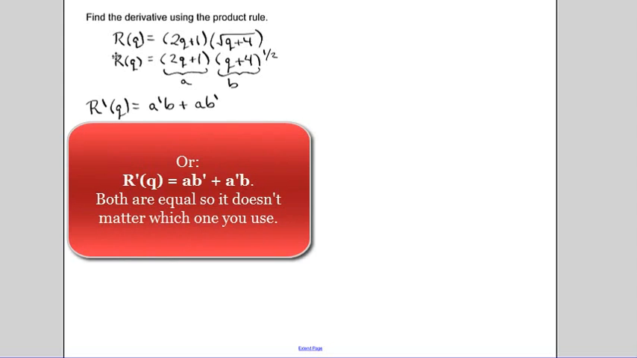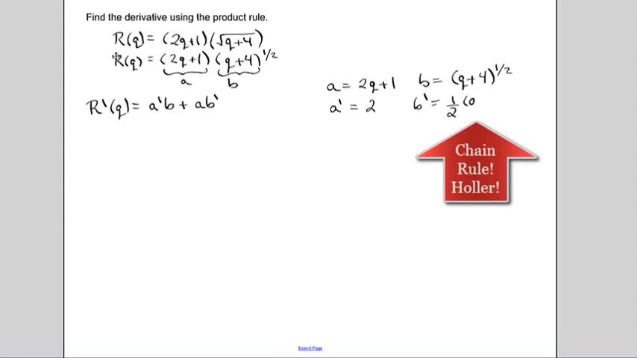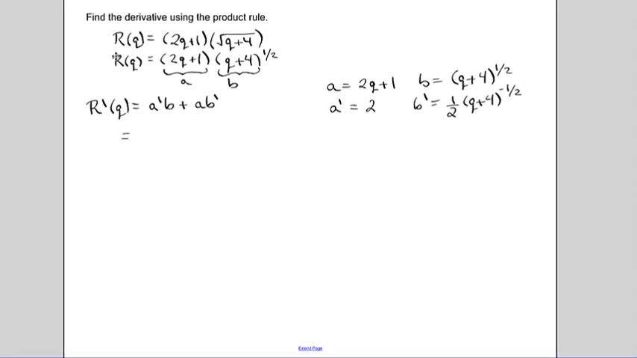So we know what a and b are, and we just need to find what a prime and b prime are. So let's go off and compute these on the side. If a is 2q plus 1, then a prime is 2. If b is q plus 4 all to the half, then b prime is found by using the chain rule. It's a half q plus 4, and then subtract 1 from the exponent to give negative a half. And then we will put a, b, a prime, and b prime into the formula that we created.